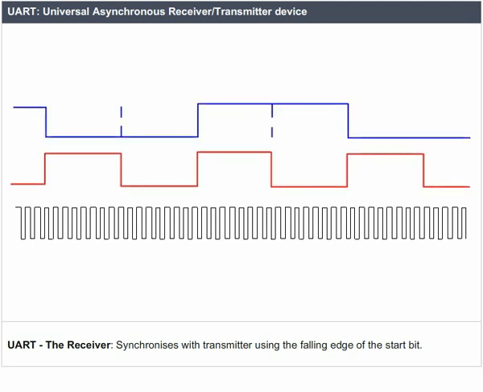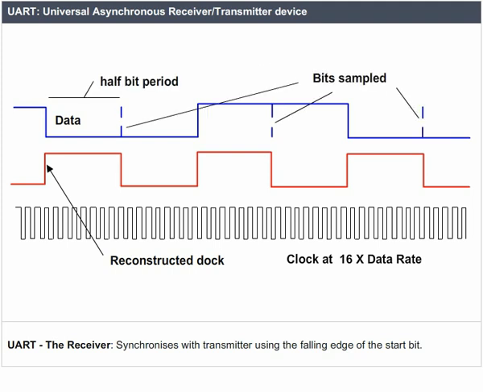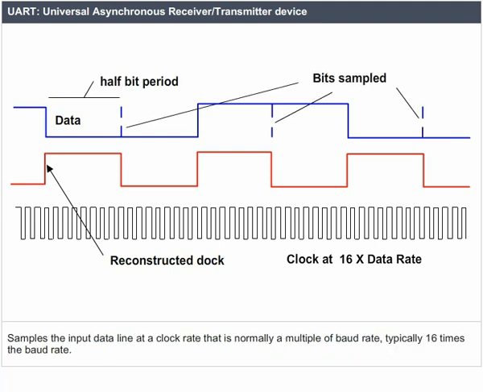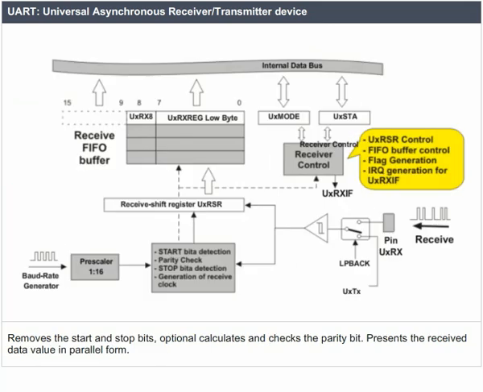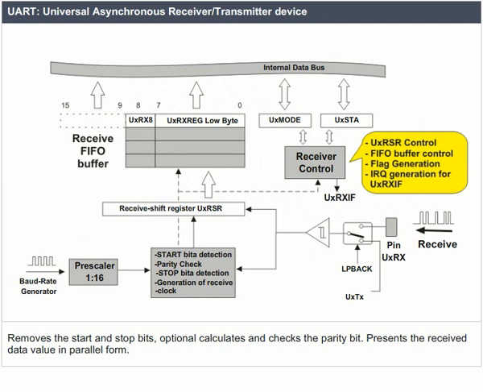UART receiver: synchronizes with the transmitter using the falling edge of the start bit. Samples the input data line at a clock rate that is normally a multiple of the baud rate, typically 16 times the baud rate. Reads each bit in the middle of the bit period. Many modern UARTs use a majority decision of the several samples to determine the bit value. Removes the start and stop bits, optionally calculates and checks the parity bit, and presents the received data value in parallel form.